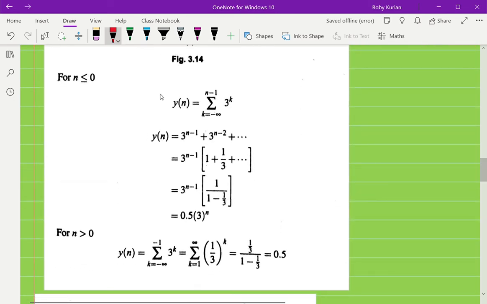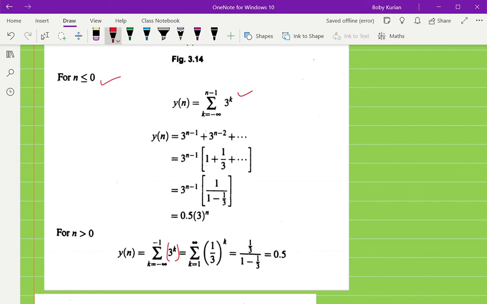So when n is less than 0, we can write y of n as sigma k equal to minus infinity to n minus 1 of 3 raised to k. Whereas if n is greater than 0, that will be equal to sigma k equal to minus infinity to minus 1 of 3 raised to k, is the formula for that. Okay. So we are getting two different outputs.